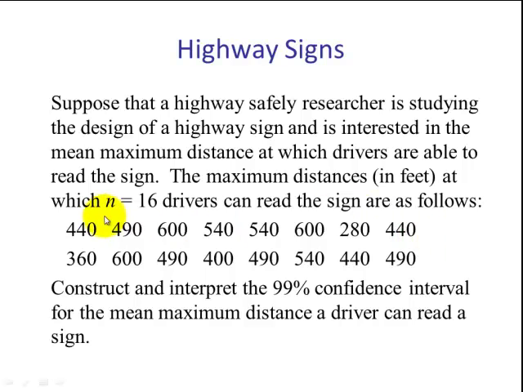We have 16 distances. Construct and interpret the 99% confidence interval for the mean maximum distance a driver can read a sign. Well, the first thing that we have to check is, since n is 16, that's less than 30, we need to make sure that these distances come from a population that is normal. The way we check that is by using a QQ plot or probability plot.